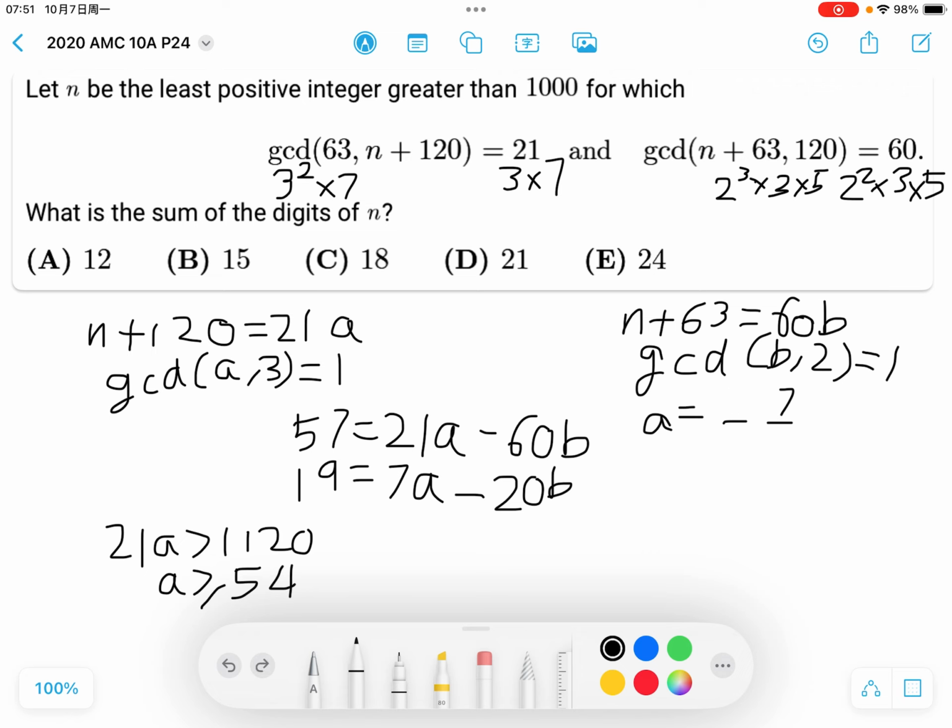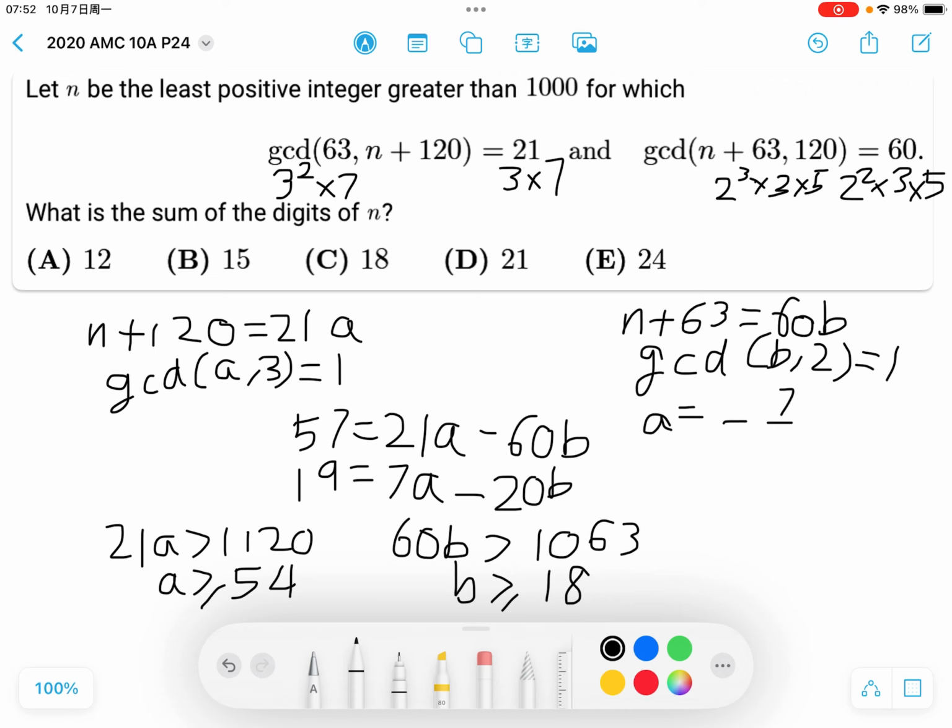And we know that 60b is n plus 63, so it has to be larger than 1063. So b is larger than 17: 106 divided by 60 is 1, remainder 46. 463 divided by 60 is 7, remainder 43. So b is larger than or equal to 18.